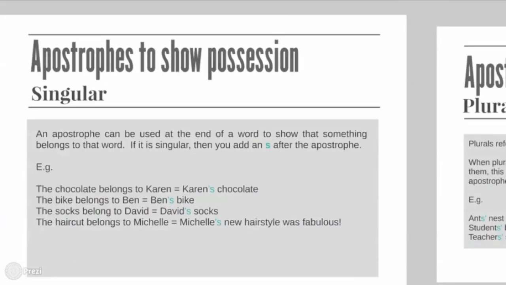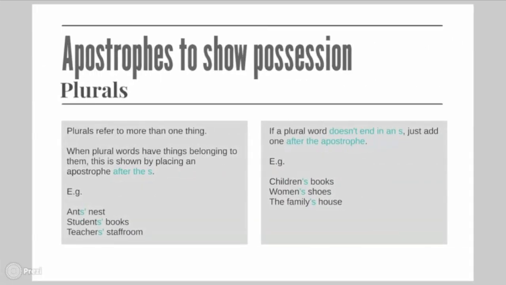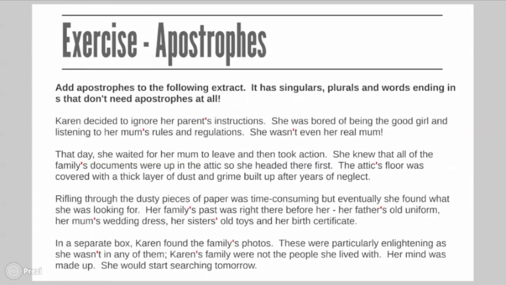You'll see all of this we went through in part 1 to show possession and to show omission, and then we looked at this exercise, and what I wanted you to do was to include the apostrophes that I'd missed out. Okay, so this extract had singulars, plurals and words ending in S that didn't need apostrophes at all, so I'm hoping that you have managed to figure out where these apostrophes went.